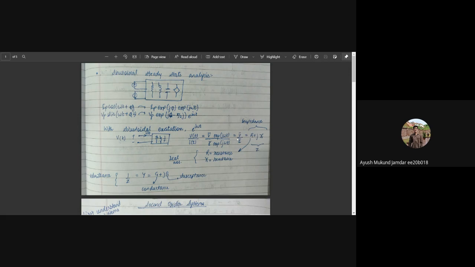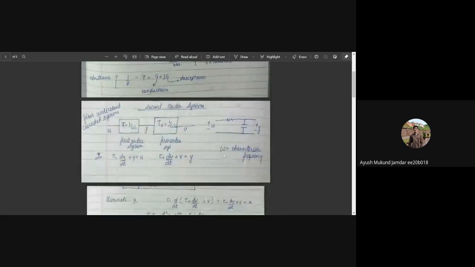So conductance, susceptance, resistance, and reactance, these are some terms that we must remember, and these represent the circuit systems comprising of L, C and R. So moving on to the next topic, we have the second order systems. A second order system can be represented as two first order systems cascaded, that is, coming one after the other.